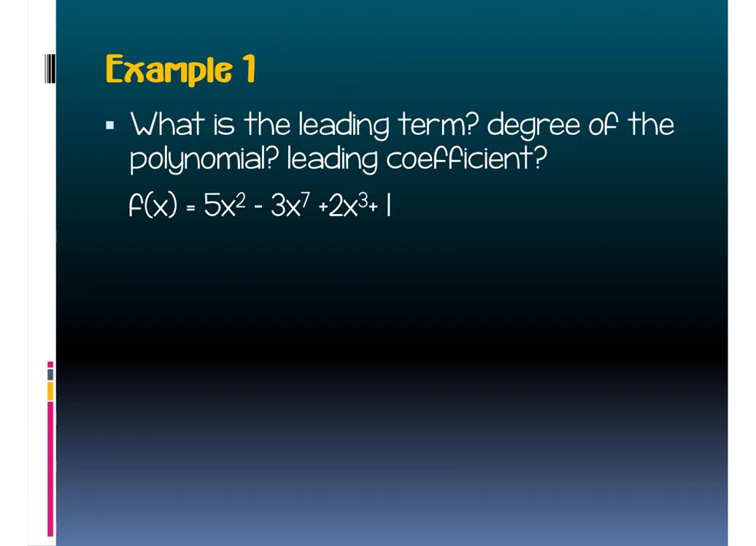All right, example 1 says, what's the leading term, what's the degree of the polynomial, and what's the leading coefficient? So we're going to put it in order of decreasing degree first, which means the 7th power comes first. Negative 3x to the 7th, plus 2x to the 3rd would come next, plus 5x squared would come next, plus 1.